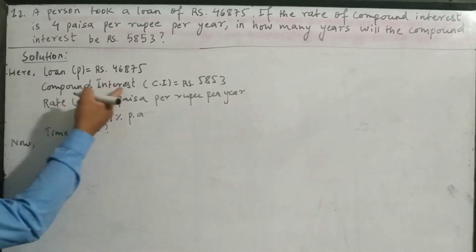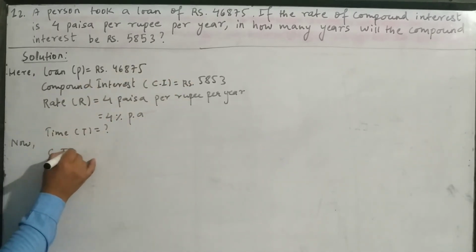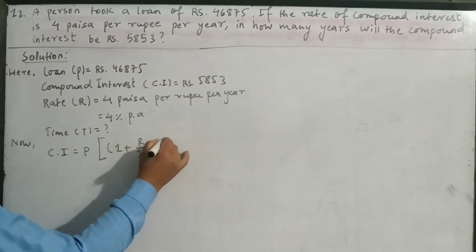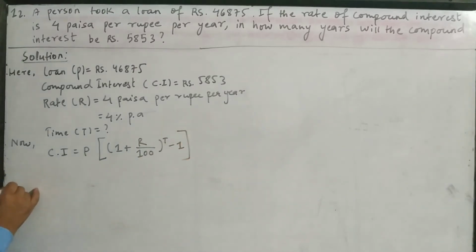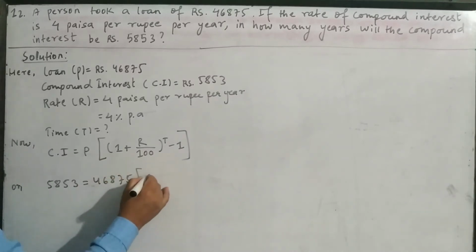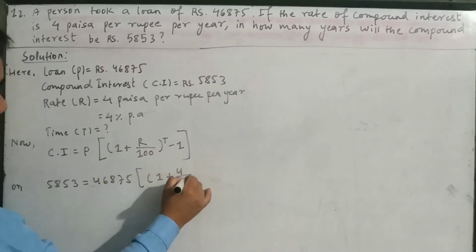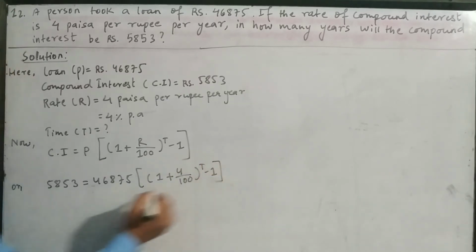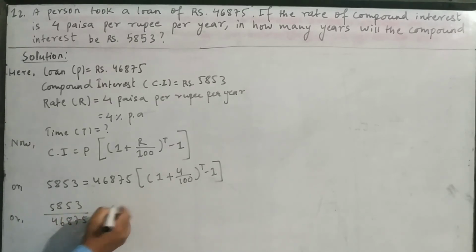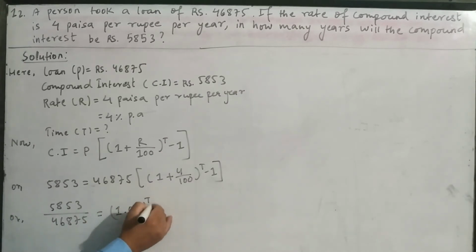Now, since compound interest is given, let's use formula of compound interest. We know compound interest equals to P into 1 plus r by 100 whole power t minus 1, or compound interest is 5,853. P is 46,875. 1 plus r is 4 divided by 100 whole power t minus 1, or 5853 divided by 46,875 equals to 4 divided by 100 is 0.04 plus 1 is 1.04 whole power t minus 1.